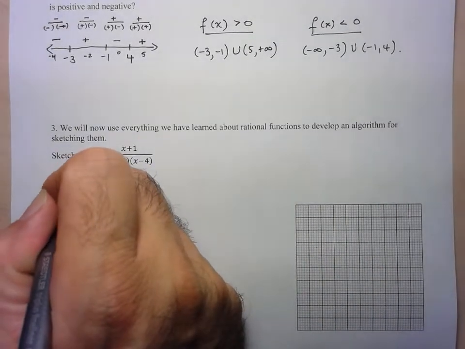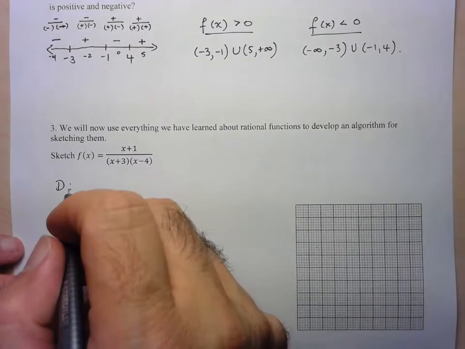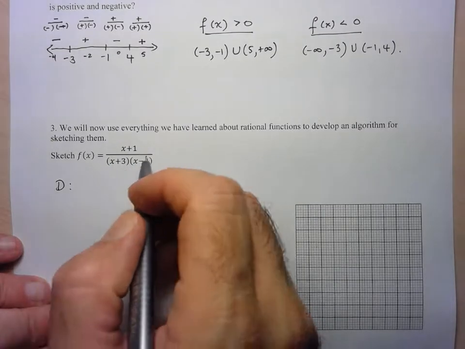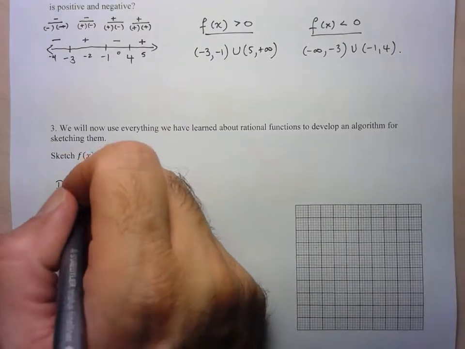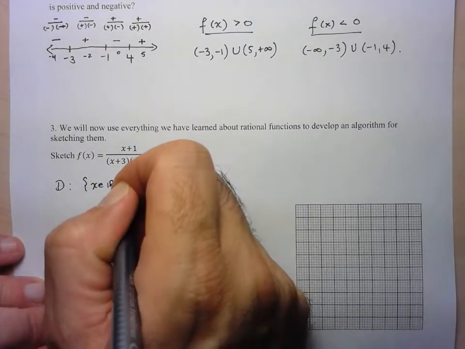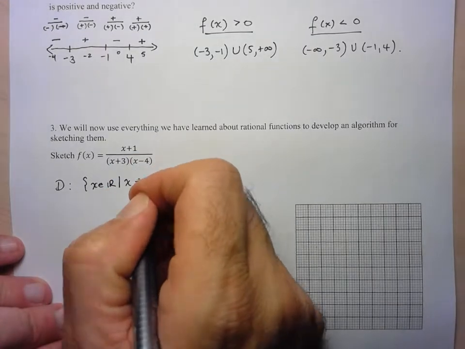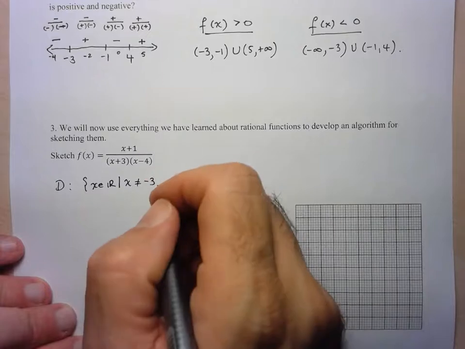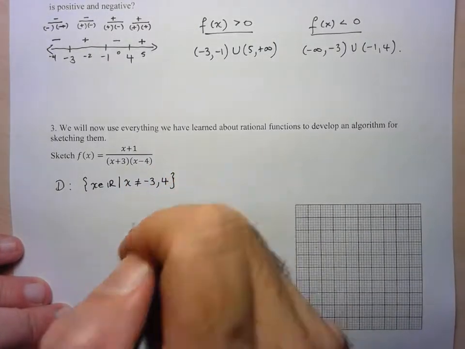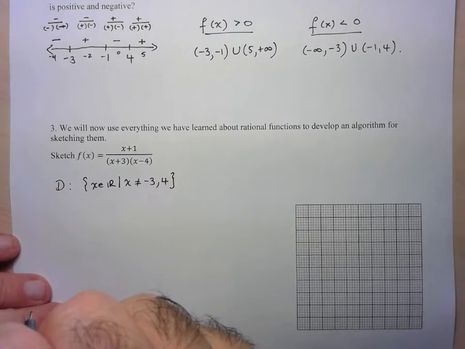And the first thing I'm always going to ask you to find is the domain. So essentially you have to determine all the valid x values, and the only thing that's going to cause a problem here is anything that makes the denominator equal to 0. So our domain is going to be all x values that are real numbers such that x is not equal to, well, -3, since that'll make the first factor in the denominator 0, and 4, which will make the second factor equal to 0. Okay, step number 1 is determine what domain values you're even working with.